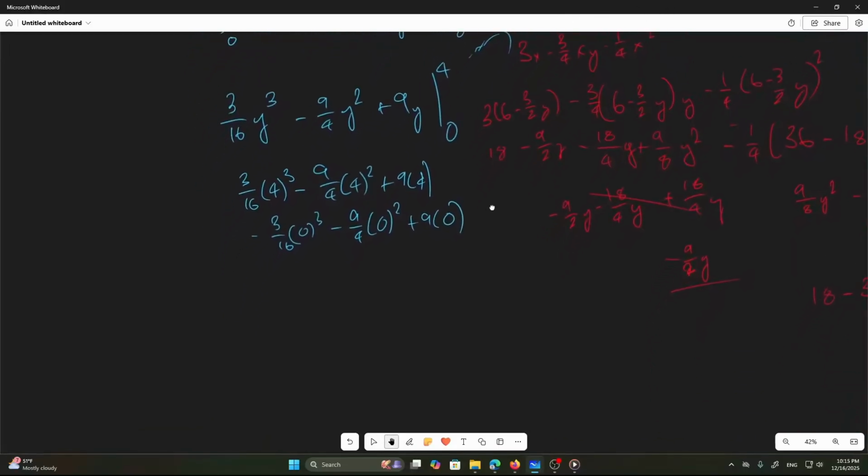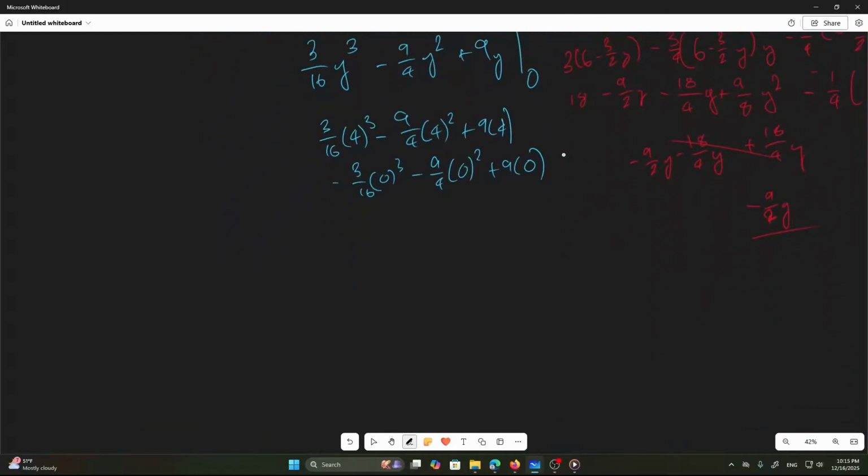And so if we evaluate this, we would get 3 times 4 minus 9 times 4 plus 9 times 4. And we'll just simplify this down. This will cancel out, so it would just be 12.